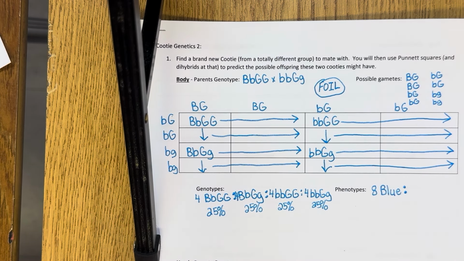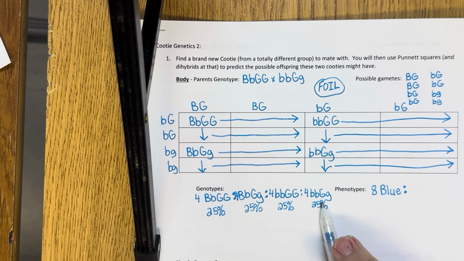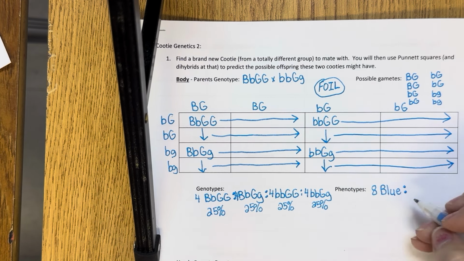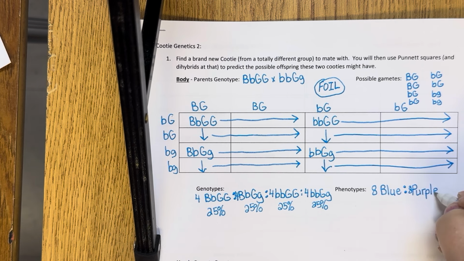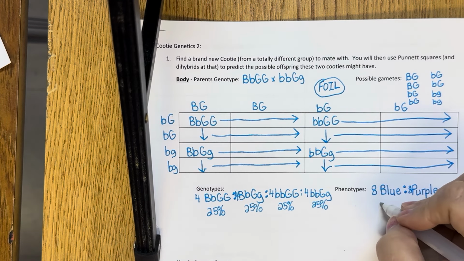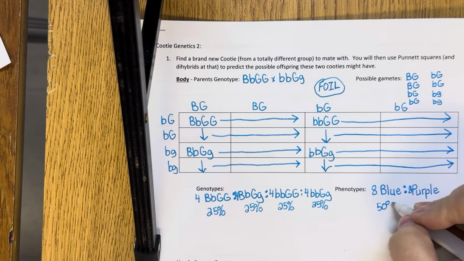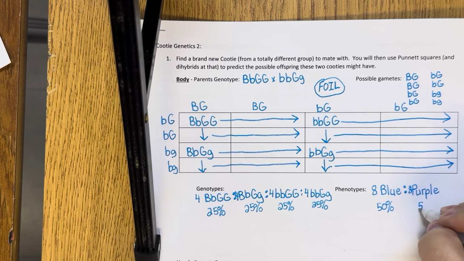And then it says if they're both lowercase, then we have the choice, and both of them have a capital G, so they're going to be purple. So I have 8 purple. Okay. And so that would be 50% and 50%. So hopefully you see how I want you to do that for each of them.